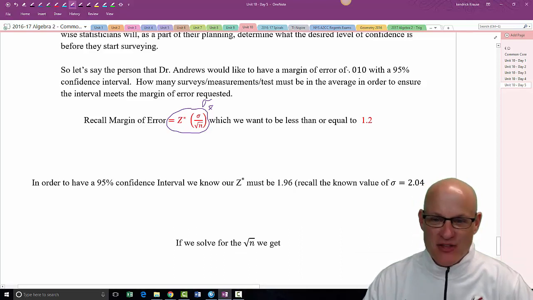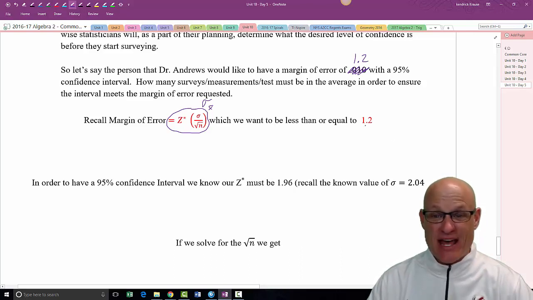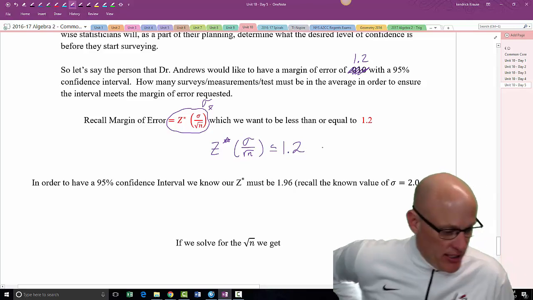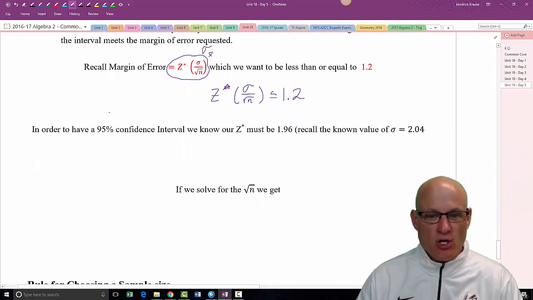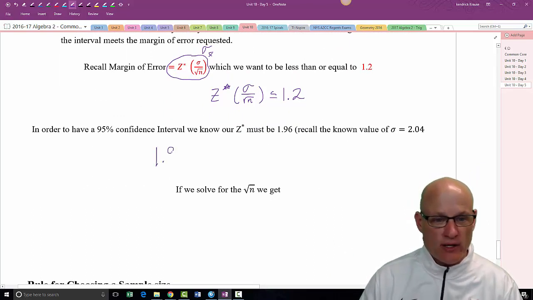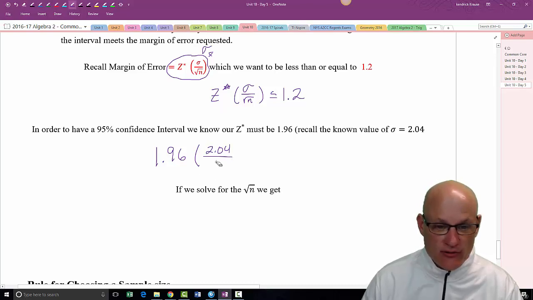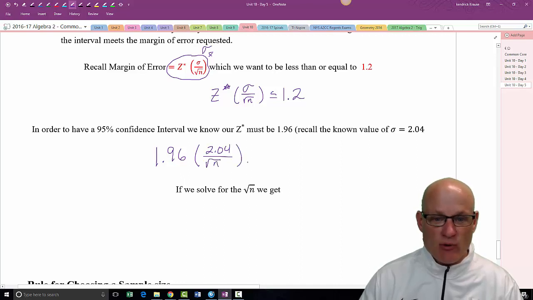I'm sorry, I just had to look something up. This number was wrong. I don't know where this number came from. It should be 1.2. All right, so we want to have a margin of error less than or equal to 1.2. For simplicity's sake, all we have to do is set this equal. Now, it's not that easy. It's z star times the population standard deviation divided by the square root of n, less than or equal to 1.2. So all we're going to do is plug in the right values. We have our z-star score of 1.96, and we're going to multiply by our population standard deviation of 2.04, divided by the square root of n. That should be a square root, not a sigma. And we want that to be less than or equal to 1.2.